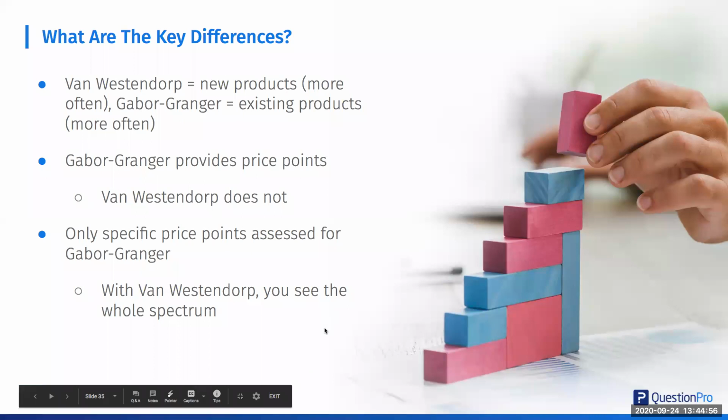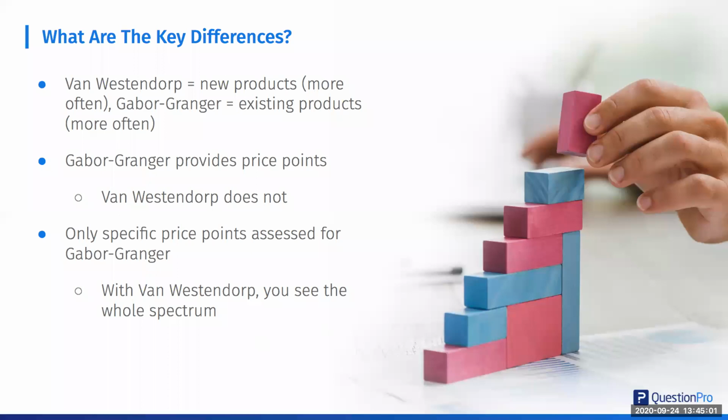Secondly, Gabor-Granger provides the price points, whereas Van Westendorp does not. With Gabor-Granger, the pricing is intrinsic to the platform. You're guiding the respondent by asking them, okay, what about at this price? What about at that price? With Van Westendorp, the respondent provides the price points in the four questions that are asked of them. And because of that, pricing in Van Westendorp is subject to change based on the product and the competitors' activities in that relevant market, whereas Gabor-Granger doesn't take those competitors into consideration.